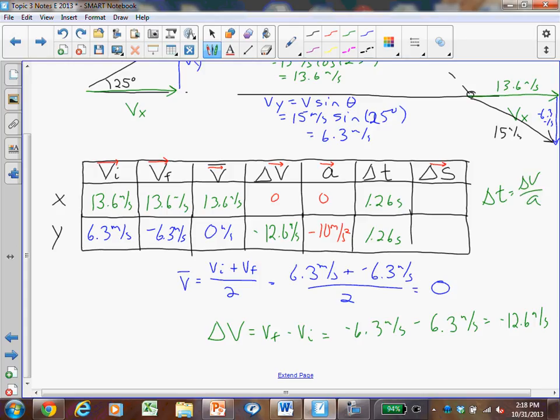Now, how do I get delta S? We'll get it for both of them, right? For Y, it's just 0 times, oh, it's just 0, isn't it? I heard someone say 17.1.